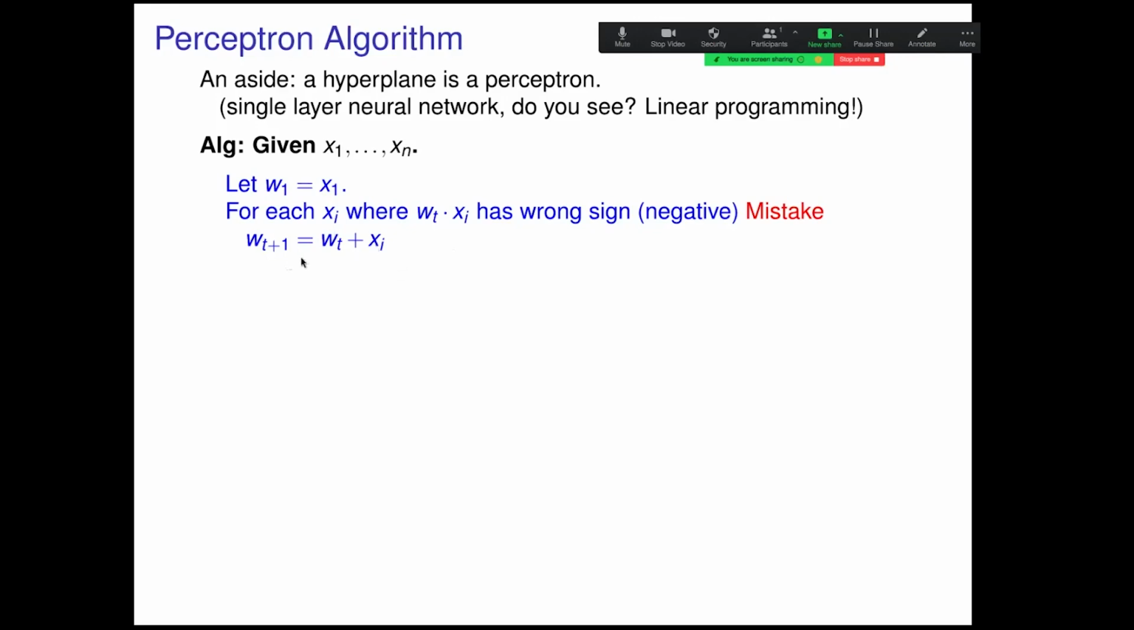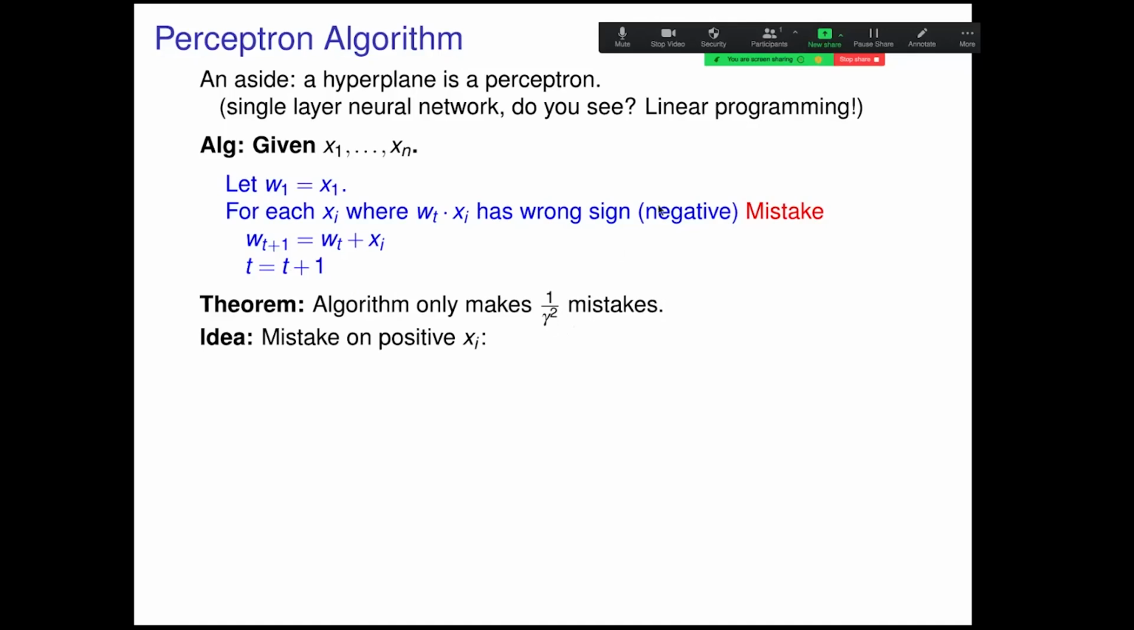When we multiply xi by this new vector, we get a bigger number. So there you go. The algorithm only makes this many mistakes. After that, you have a hyperplane that separates all the points. So if the margin is very large, you don't make very many mistakes. Is that clear?